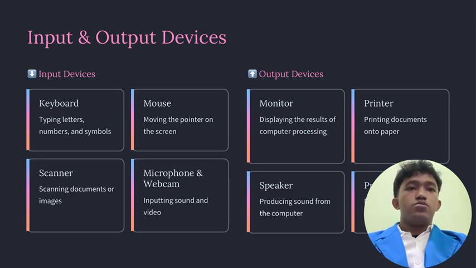Output devices, tools for displaying results. Monitor, displays the result of computer processing. Printer, prints documents onto paper. Speaker, produces sound from the computer. Projector, displays the screen onto a larger surface. So, input is the entry point for data, while output is the exit point for the result.